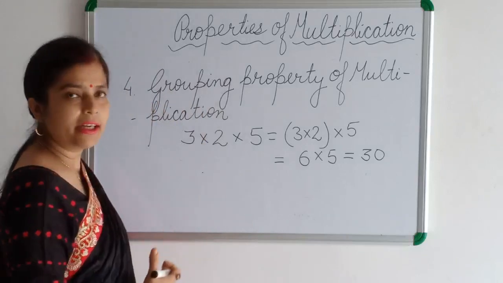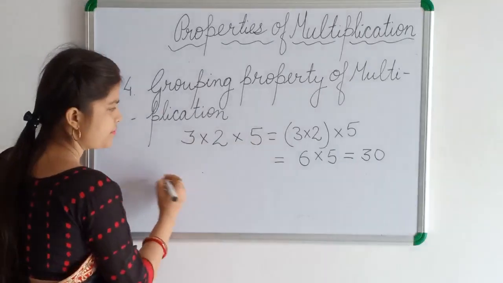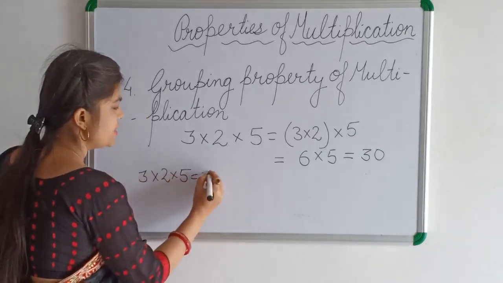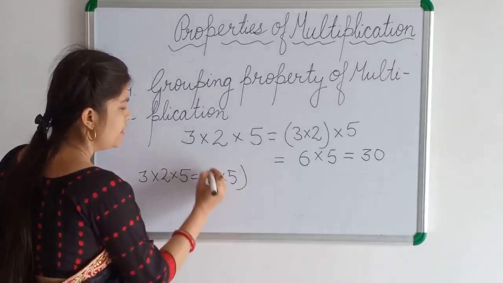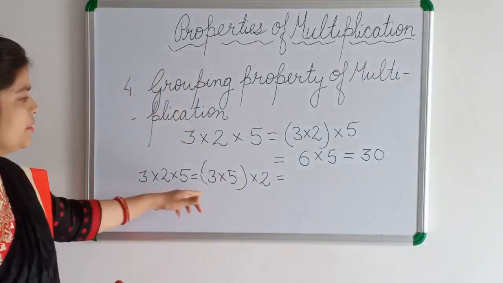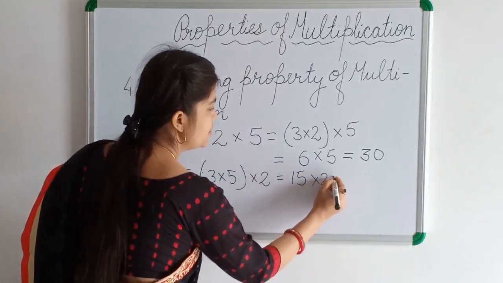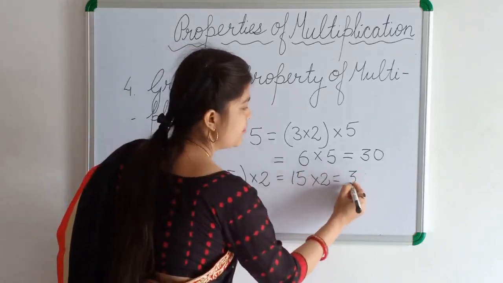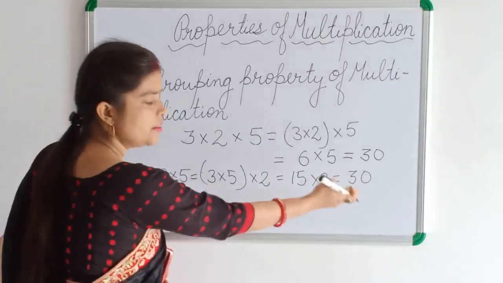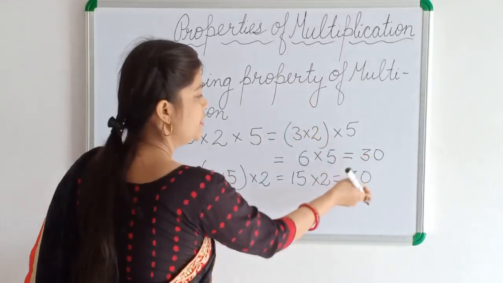The same numbers I will multiply in a different way. Here I will take a group of 3 and 5 together. You can see here 3 into 2 into 5, I can write as 3 into 5, then we will multiply it with 2. Again, you know the table of 3: 3 fives are 15, and then 15 into 2 will be equal to 30. So you can see I made a different group here. Then also the product is the same that I got earlier, 30.